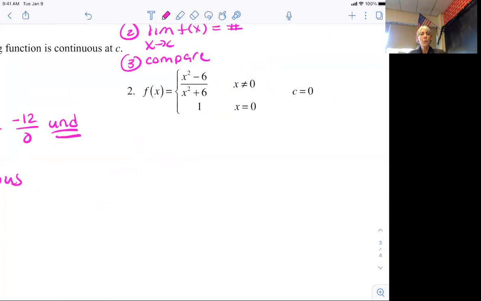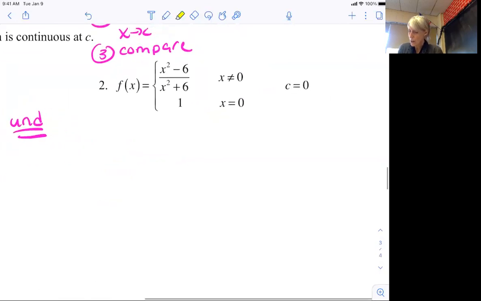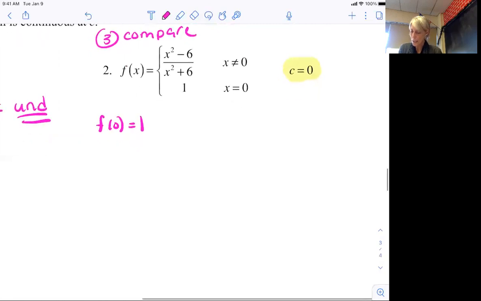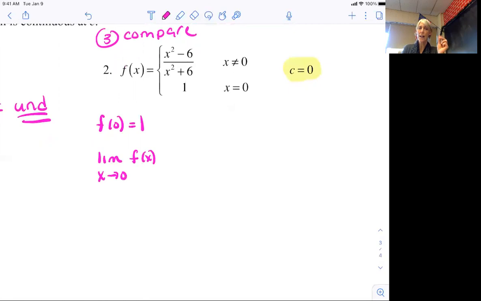In example 2, I'm dealing with a piecewise function. So I want to figure out if this function is continuous at c equals 0. I'm going to start by plugging in 0. When I plug in 0, I get 1 as my answer. Now I have to evaluate the limit as x approaches 0 of the given function. So we have to think about, how do I evaluate this limit?